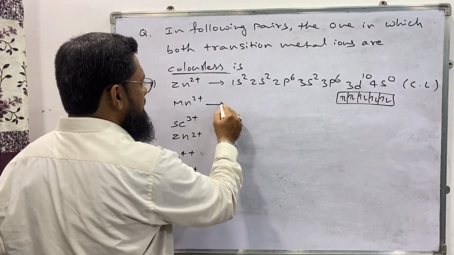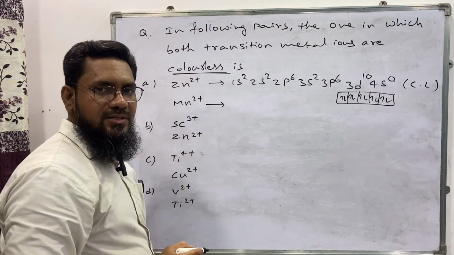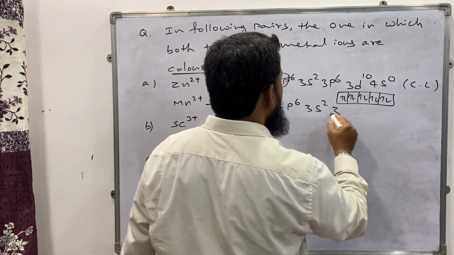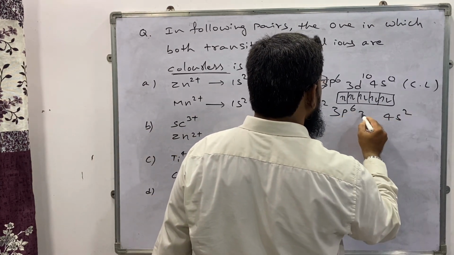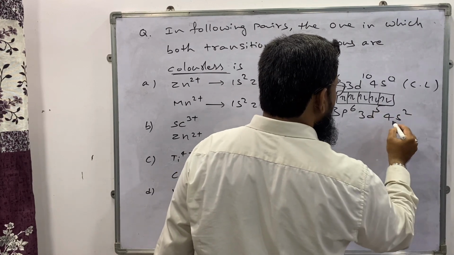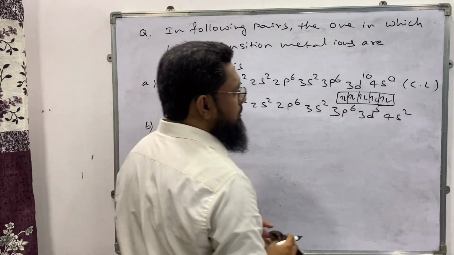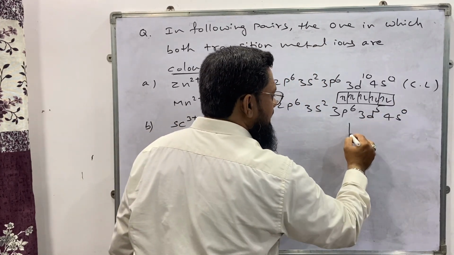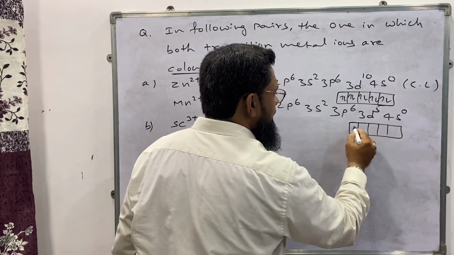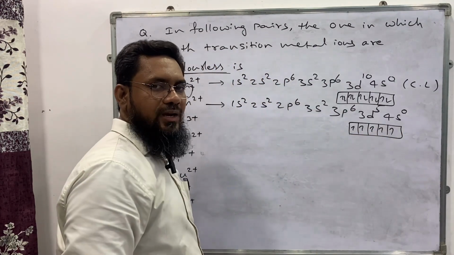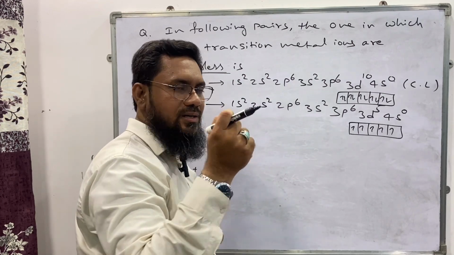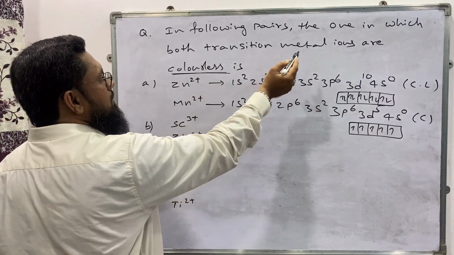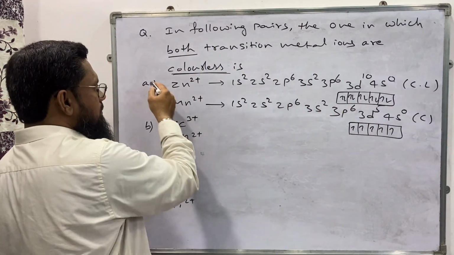Now let's take this one also. If you take manganese, you know manganese number is 25. So configuration 1s2, 2s2, 2p6, 3s2, 3p6, 4s2, 3d5. So here we have to remove the 2 electrons. 2 electrons means we remove from here. So we don't have any electrons in this 4s now. In this 3d we have 5 electrons. So here we have 5 unpaired electrons. And you know, if there is even a single unpaired electron, then that is colored. Now it is colored. But what they are saying is both should be colorless. So this is the wrong option.